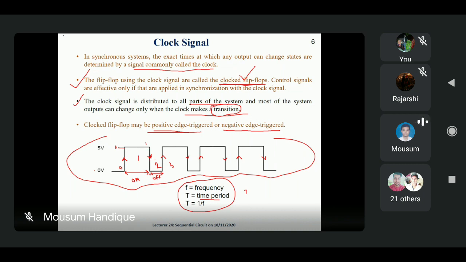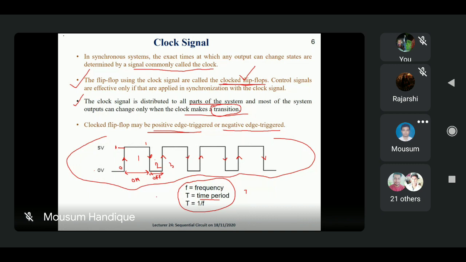Okay, so this way we can draw the timing diagram when we are designing the flip flop. We will see that different flip flops have different timing diagrams; that particular part we will see later. And when we use the clock signal, we can establish the relation between frequency and time. T means the time period, and it is 1 by f.